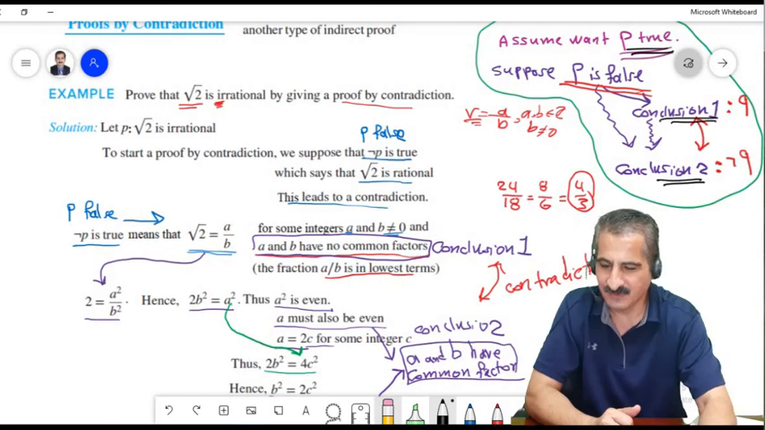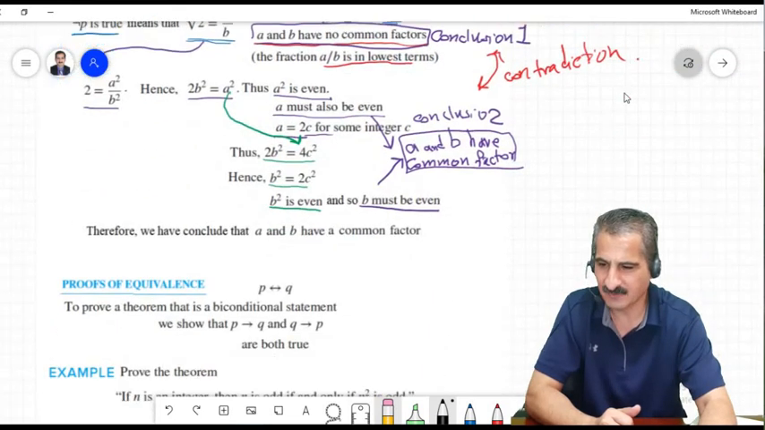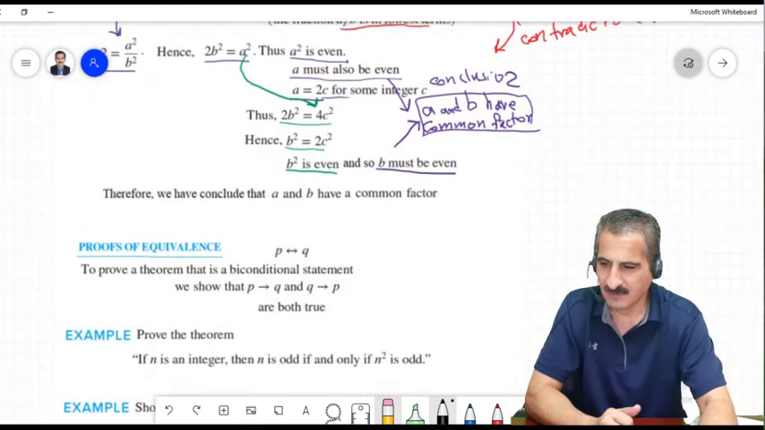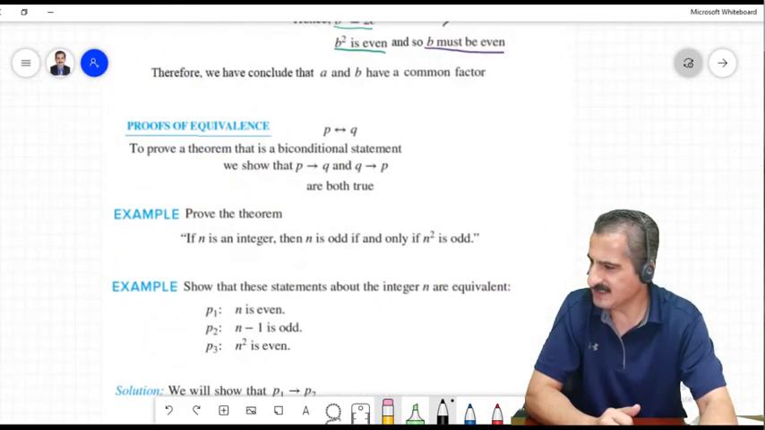Let us continue. Okay. Proofs of equivalence.